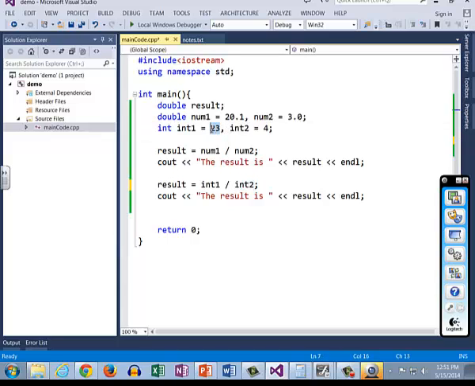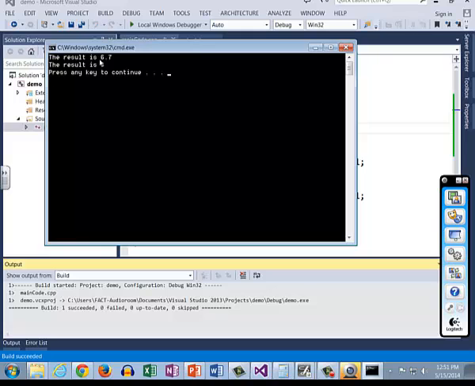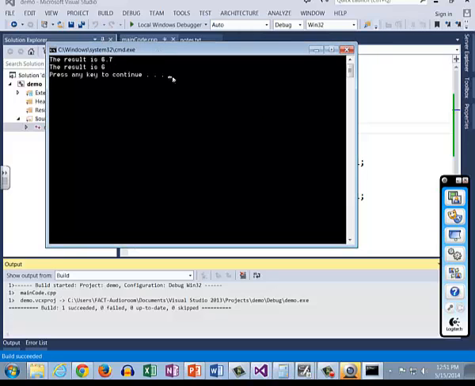So let's see if you can figure out what we're going to get. If we take 19 and 3, what's going to be the answer? Remember, go back to 3rd grade. How many times is 3 going to go into 19? Let's see if you're right. And sure enough, it was 6, like you expected.